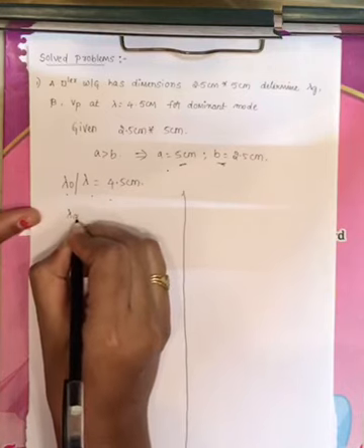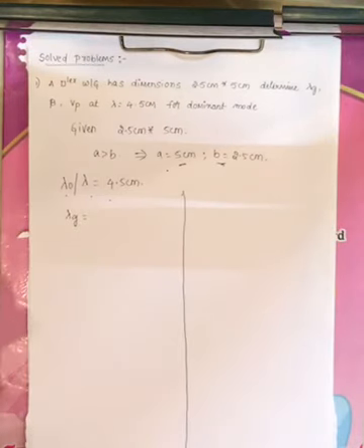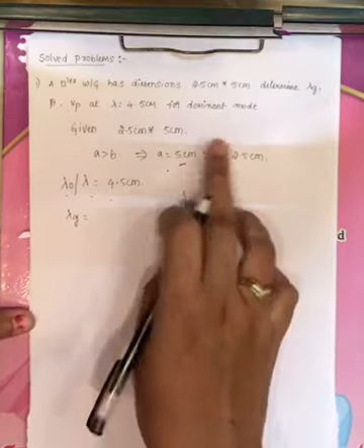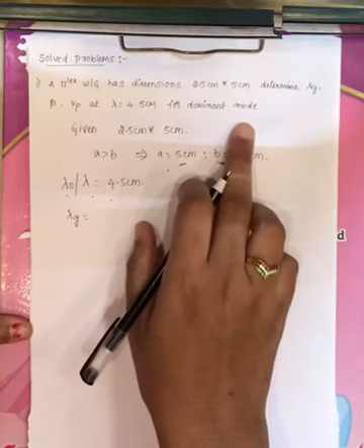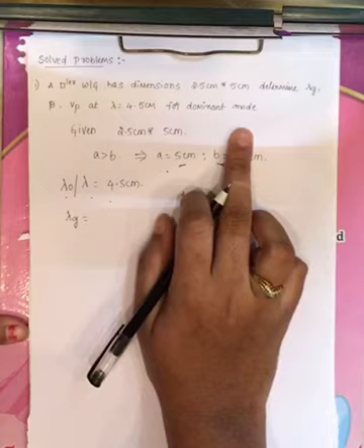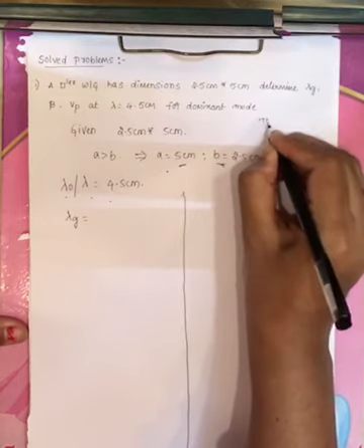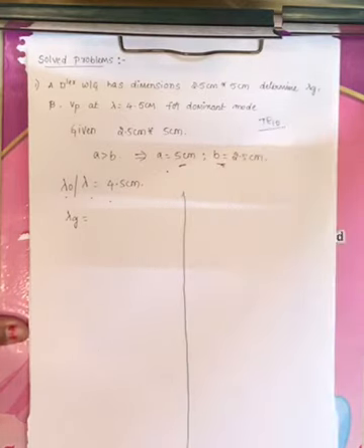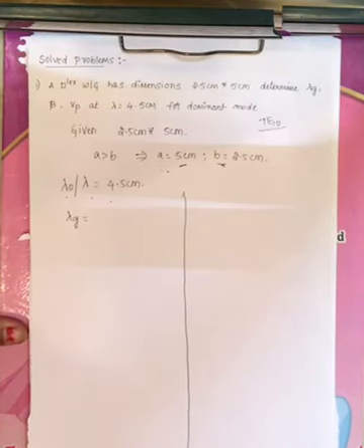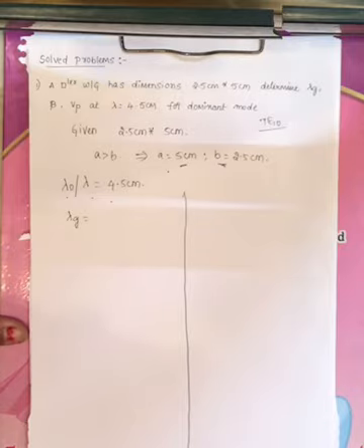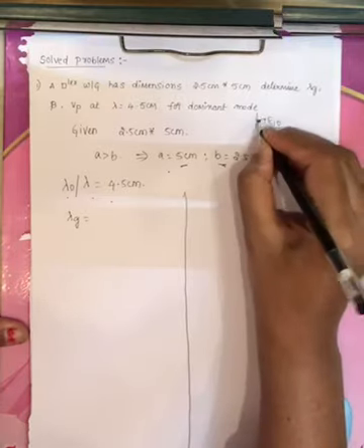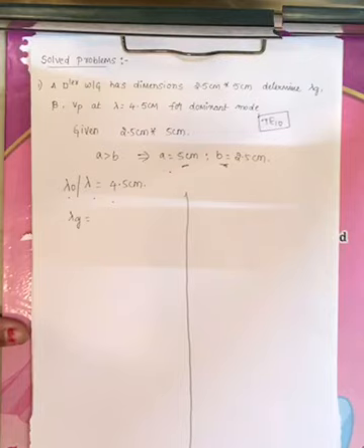Now first define lambda g, and this is for the dominant mode. In the problem it is mentioned dominant mode. What is the dominant mode? TE10. For a rectangular waveguide, the dominant mode is TE10. Dominant mode is nothing but the mode with least cutoff frequency. Whichever mode has the least cutoff frequency, that particular mode we call the dominant mode. In a rectangular waveguide, the dominant mode is TE10 because this mode has the least cutoff frequency, right?